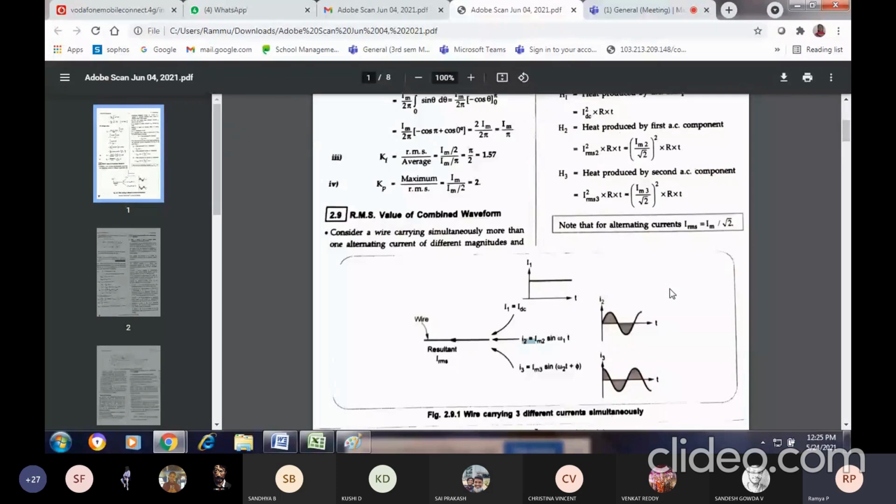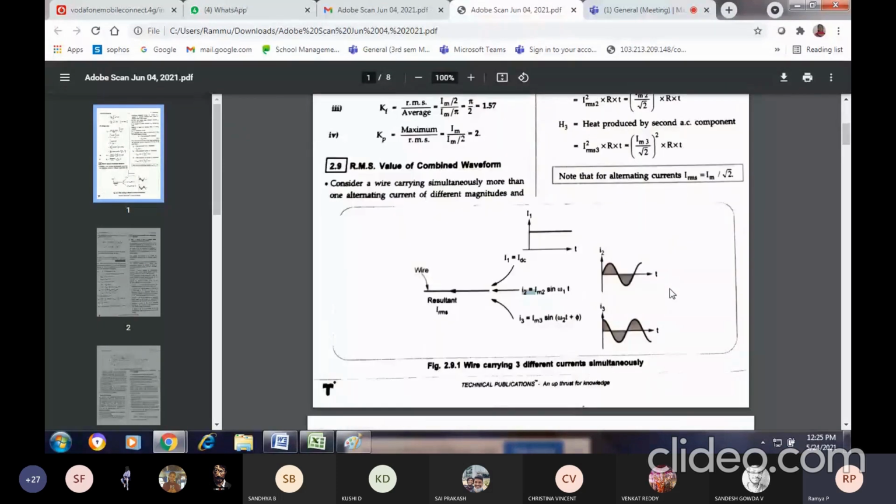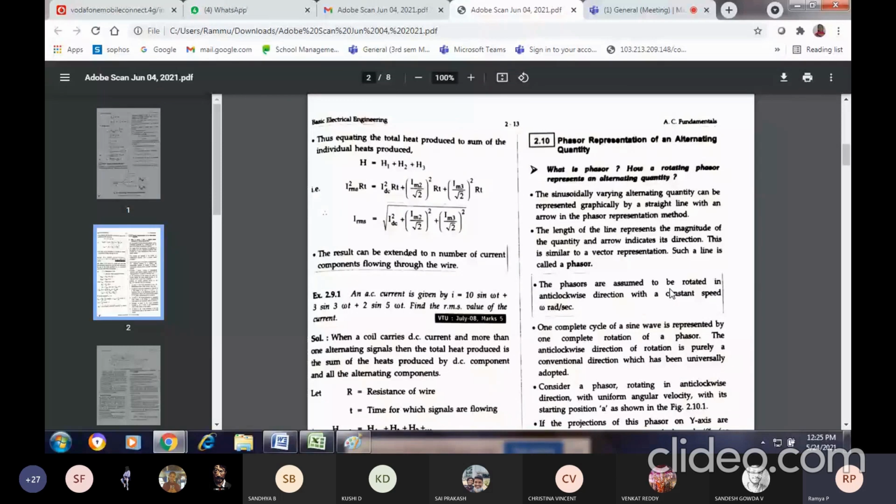See, here is the formula. The total heat produced I have indicated as H. H is nothing but the heat produced for the DC component, the heat produced for the first AC component, and the heat produced for the second AC component. I'll add up all the things and simplify.